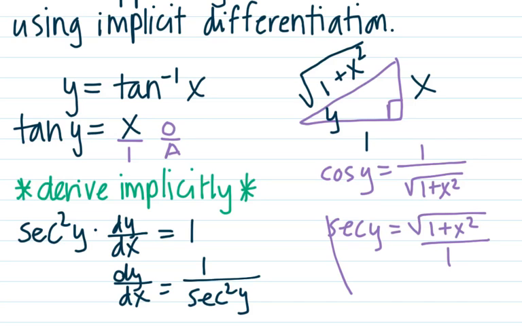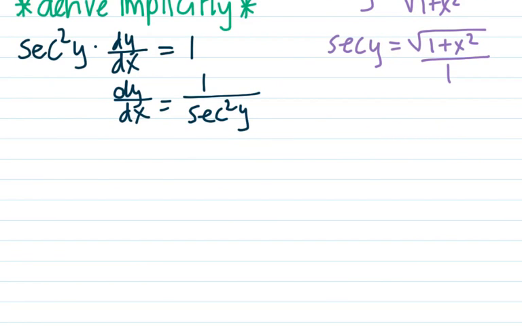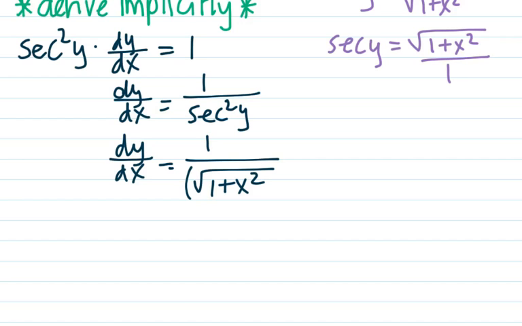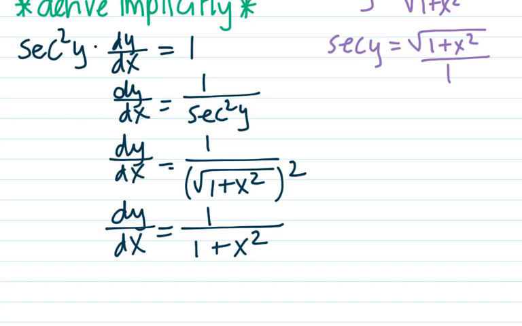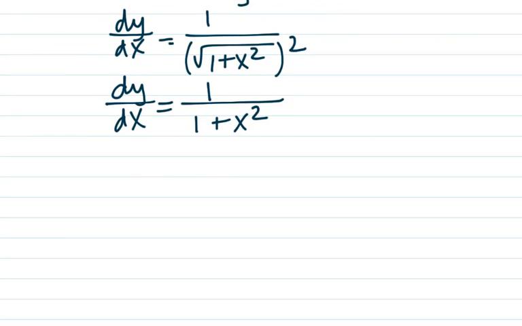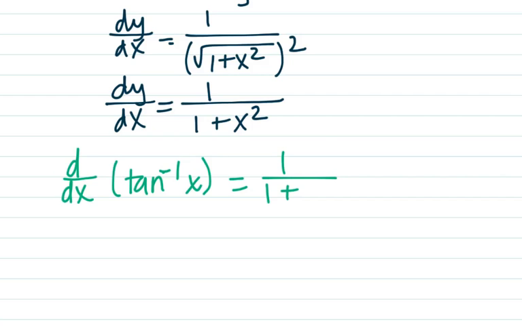And so when I come over here and plug this in, we're going to get dy/dx equals 1 over, and then again I'm just going to drop that denominator, so I'm putting this radical inside. So square root of 1 plus x squared, and it's getting squared since it is secant squared y. And so the derivative of tangent actually doesn't have a square root, but we know it's still going to be positive because it's an x squared. And there we are. So when we derive inverse tangent functions, we get 1 over 1 plus x squared.